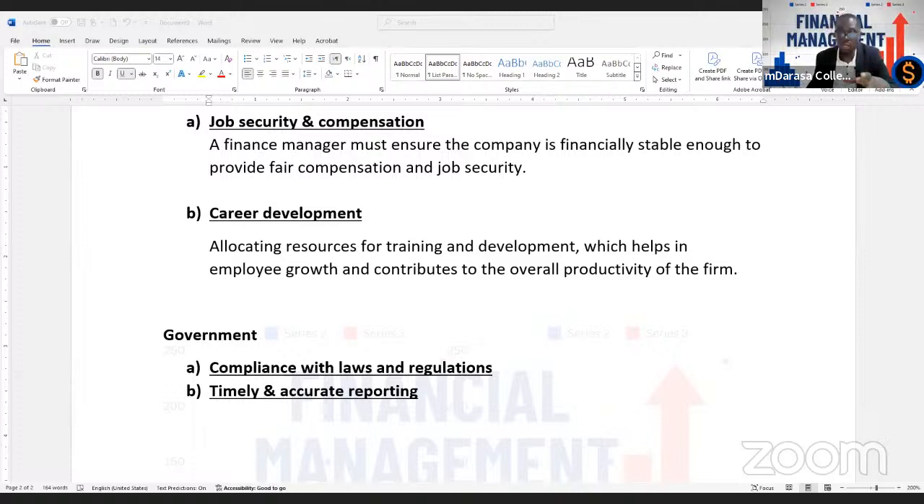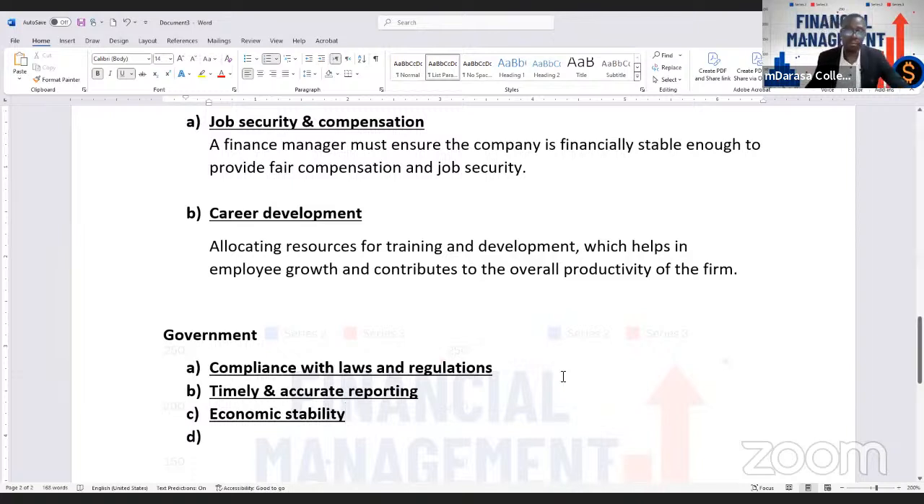And so many other points that you can talk about there, including contribution to economic stability. Because it is the SMEs which normally tend to make sure that at least the government economy is stable. So, ensuring economic stability. This also is a role when it comes to government.